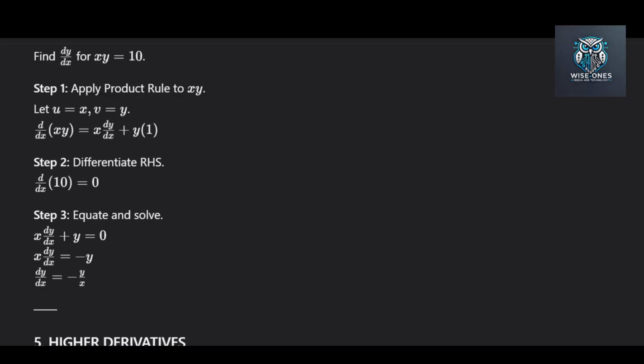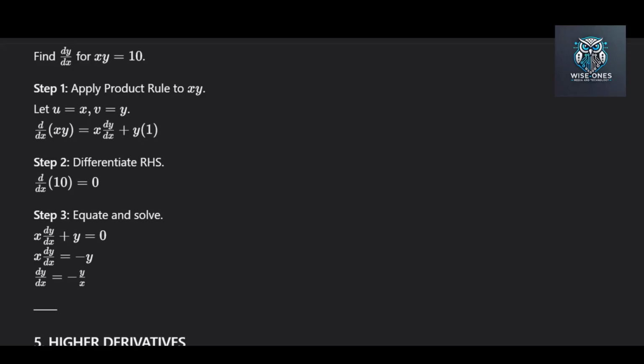Step 1. Apply the product rule to xy. Let u equals x. Let v equals y. The derivative of uv is u times dv/dx plus v times du/dx. u is x. dv/dx is dy/dx. v is y. du/dx is 1, the derivative of x. So the derivative of xy is x times dy/dx plus y times 1, which is x dy/dx plus y.